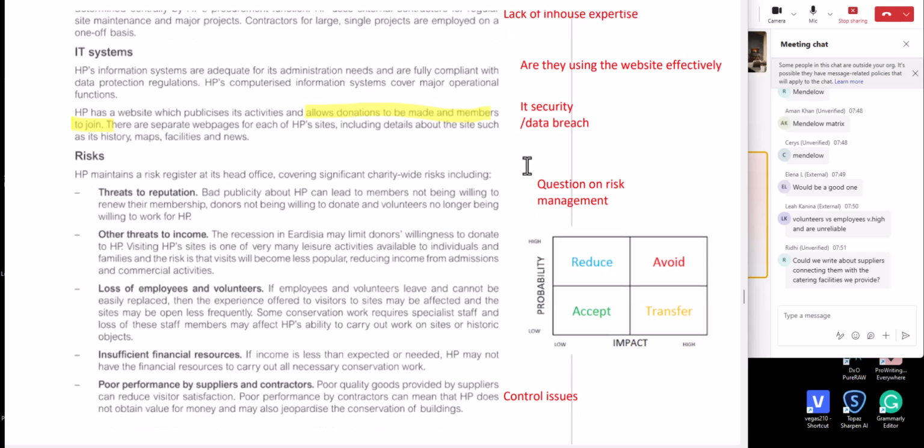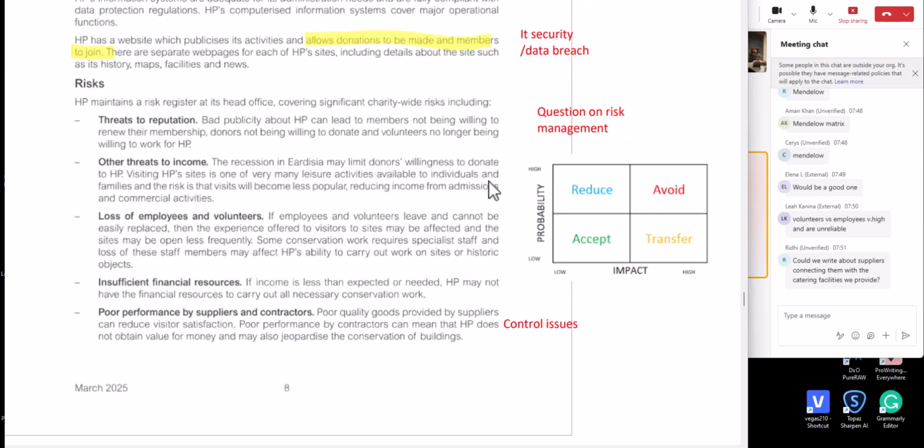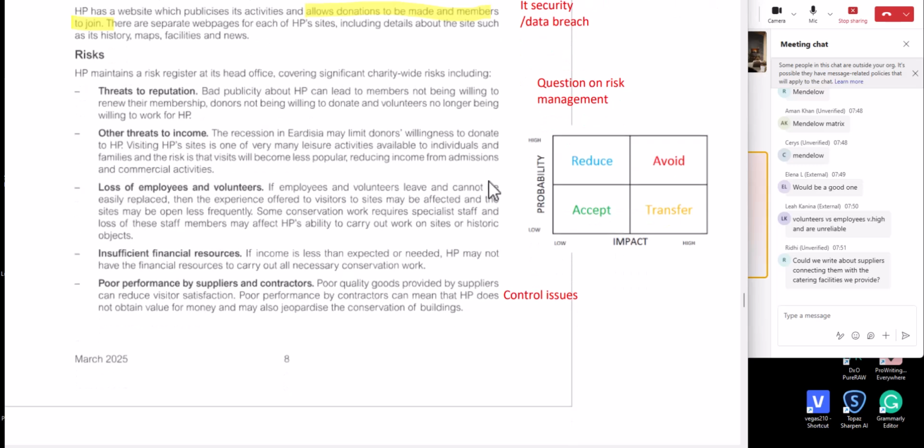Could we write about suppliers, connecting them with the... Yeah, of course. Anything, we can write about anything as long as it's on the syllabus, really.